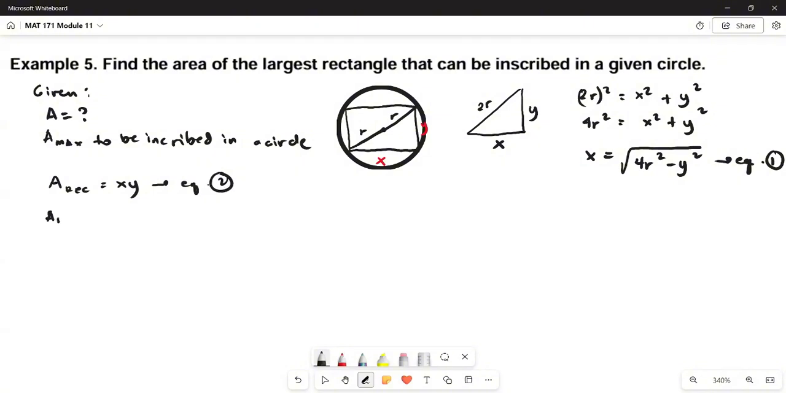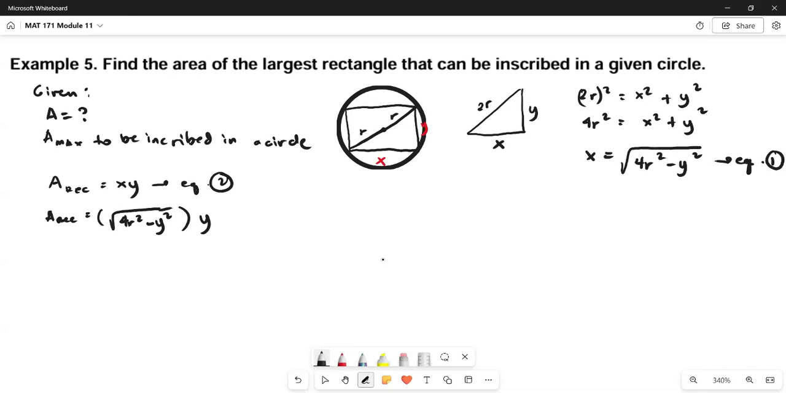So area ng rectangle is equal to yung x natin, which is square root of 4r squared minus y squared, times y. So as you can see here, yung r kasi, class, is a constant value when it comes to this problem. Bakit siya naging constant? Kahit magbago pa yung x and y na yan, hindi magbabago yung length ng radius ng circle natin. So that's why yan ay constant.